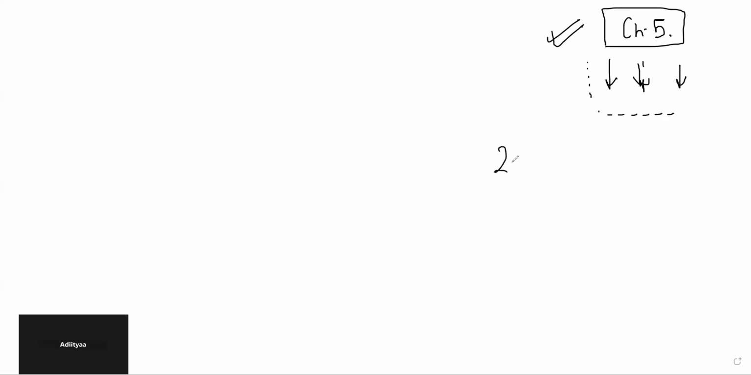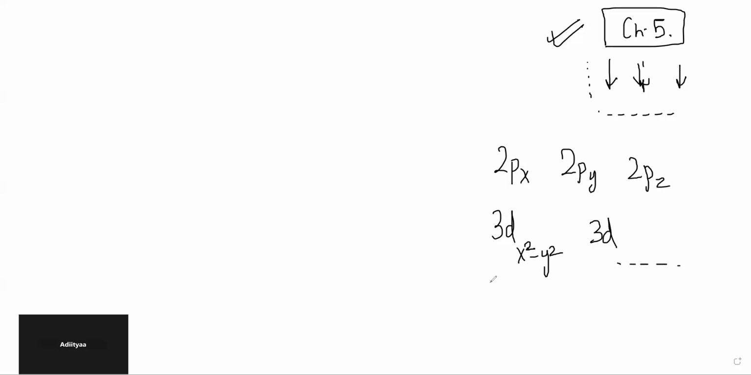You have to see the 2px, 2py, 2pz, how it looks. You have to see the 3d x square minus y square. There are 5 of them in d orbitals. You have to see them in the figures, then you will really get a sense of, okay, these are complicated shapes. There are 5 different 3d orbitals possible. Then you will truly get a sense of what it is, okay?